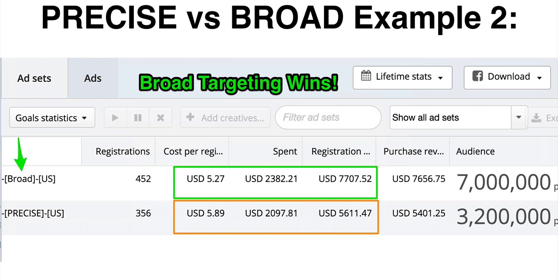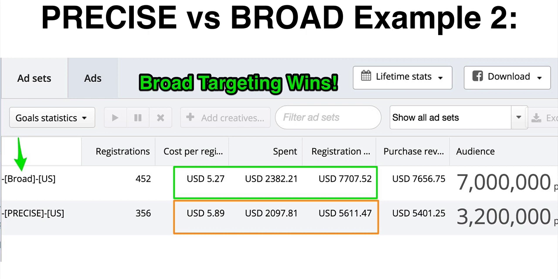If you can have a cost per conversion of like a penny, I've never seen that before, but I've had it down to like 30 cents. Anyways, you're killing it. That means you're getting a lot of conversions for a little bit of money. All right, I've spent $2,382 on the broad keyword campaign over its lifetime, and where it says registration, I have earned $7,707. So I've spent $2,300 to make $7,700, and you can see I'm targeting 7 million people, a very, very broad audience.